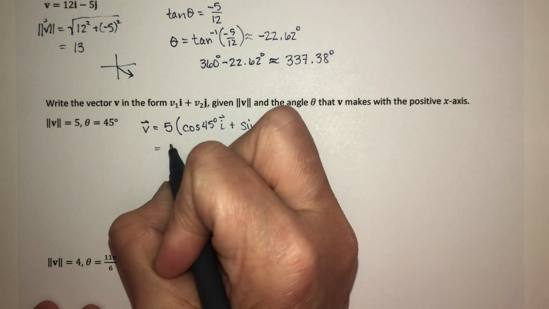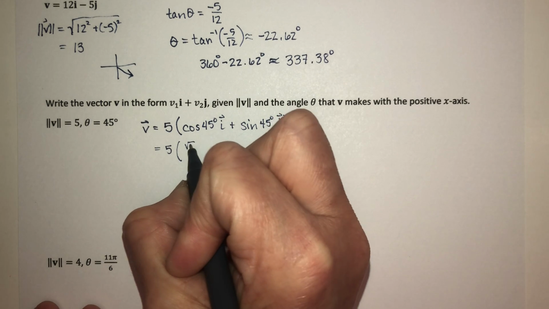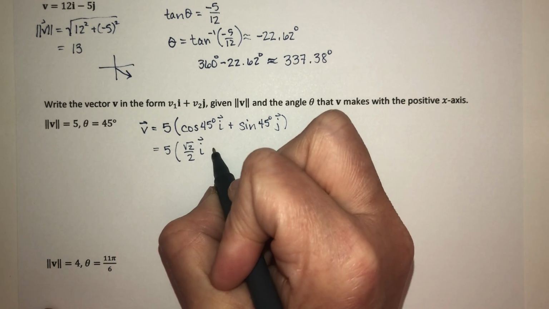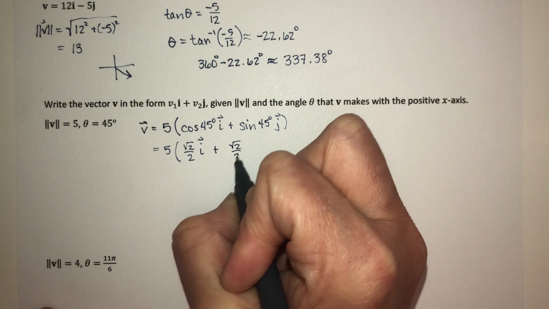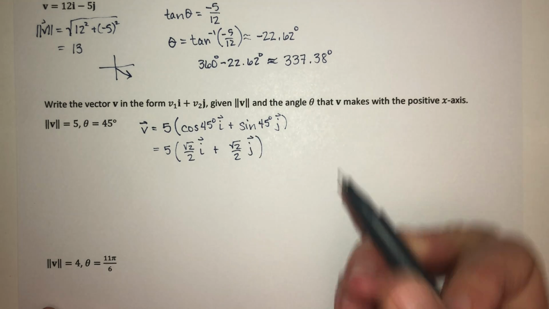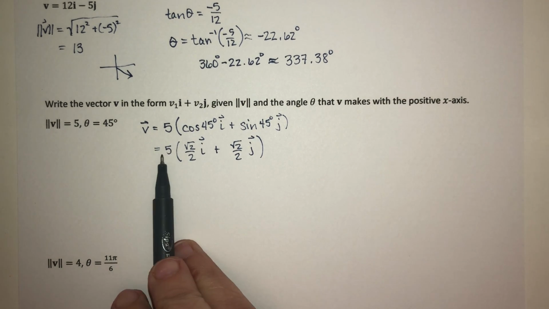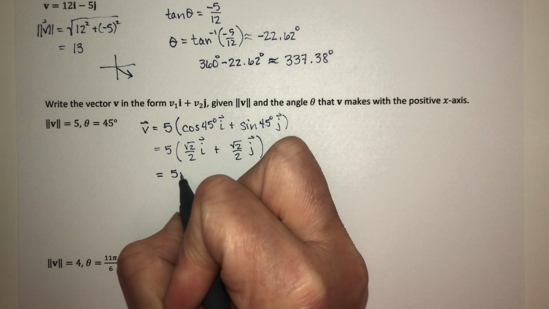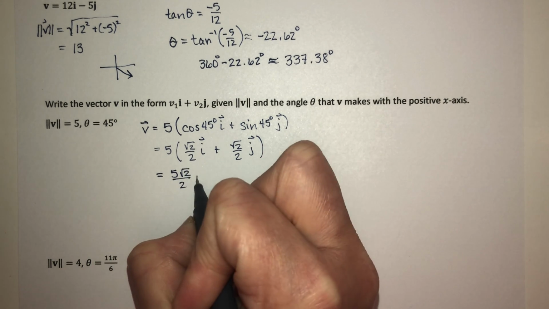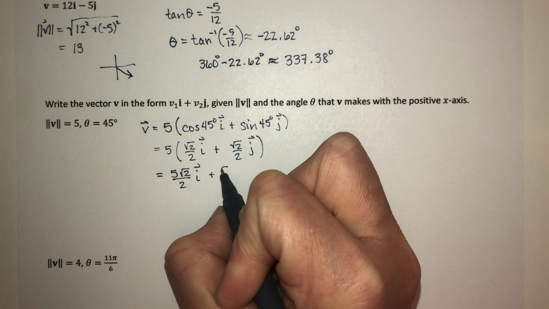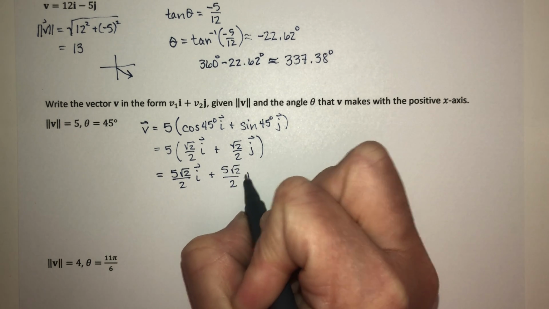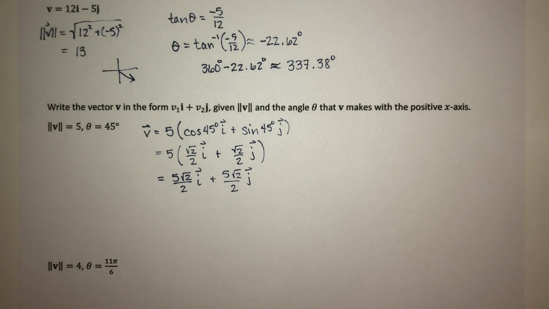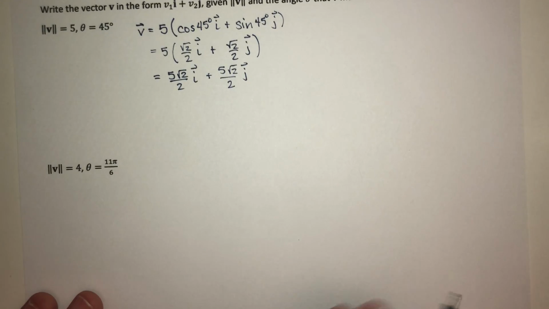And we know these values. So I have 5 times square root 2 over 2 i plus square root 2 over 2 j. Now this is scalar multiplication times a vector, and we know that that distributes. And I end up with 5 times the square root of 2 over 2 i plus 5 times the square root of 2 over 2 j. Okay, so the same type of problem.